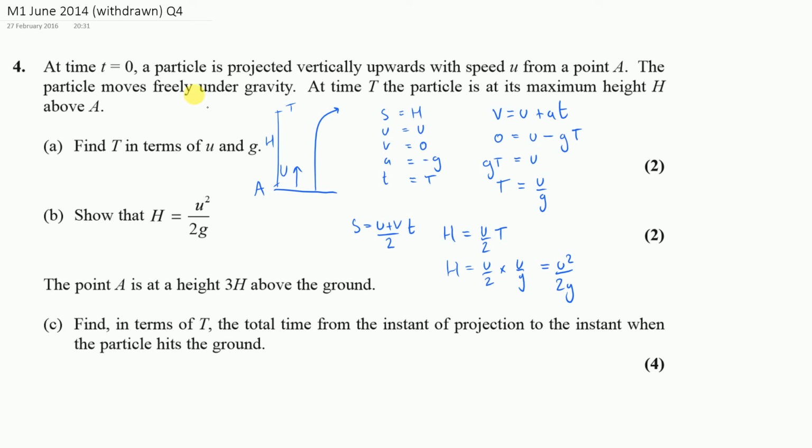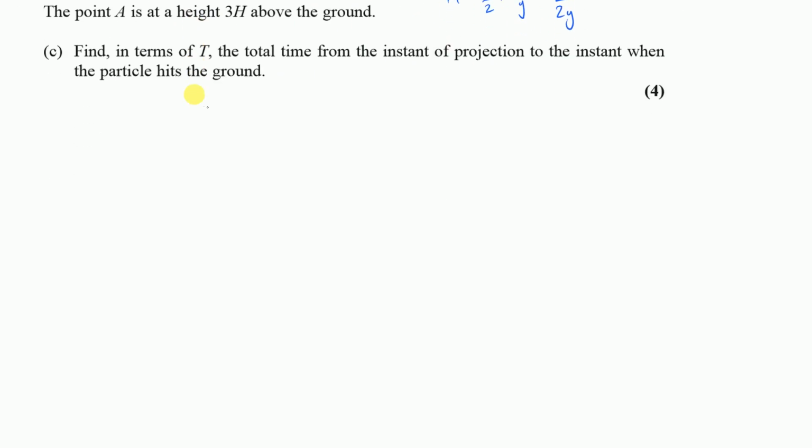Right, for the final part, we've now got information that this point A that we were talking about earlier isn't actually at ground level, it's 3h above the ground, and we want to find the total time from the instant of projection to when the particle hits the ground. So I'm just going to set up a slightly different picture for this one.